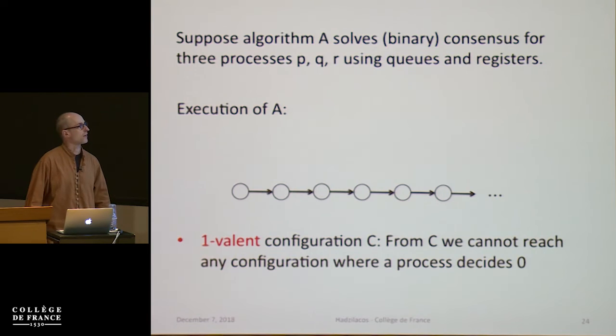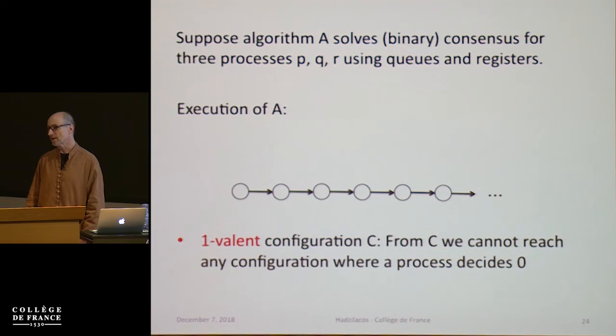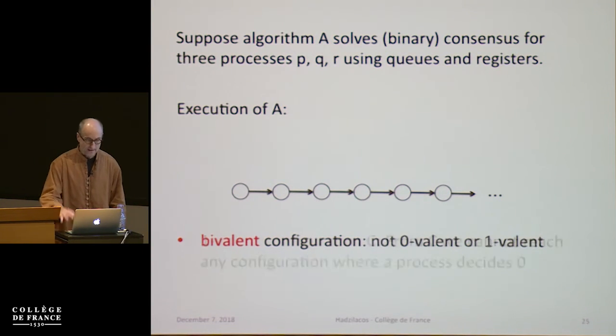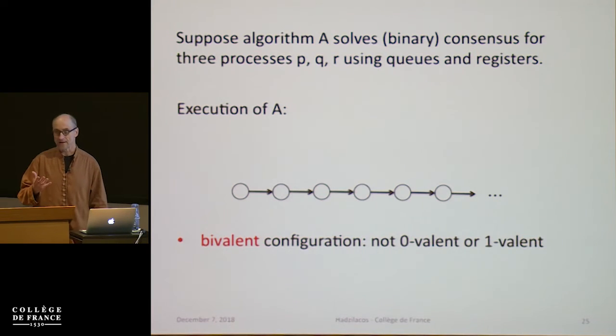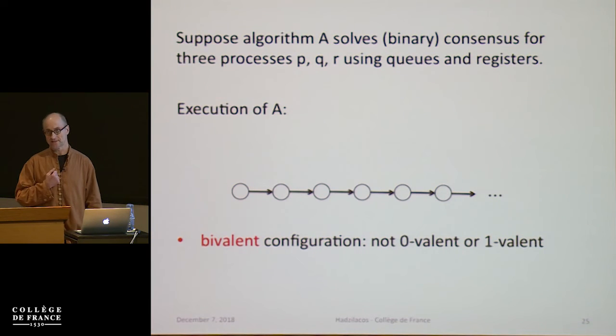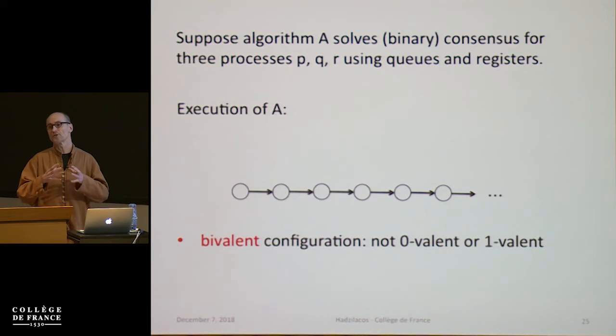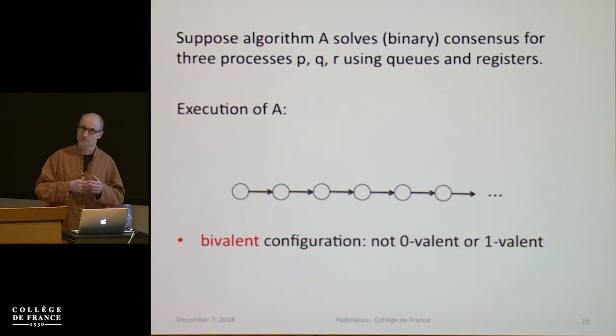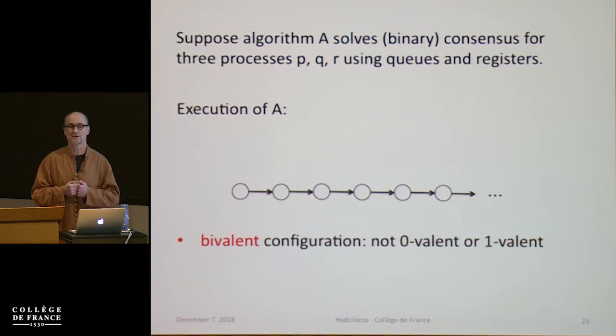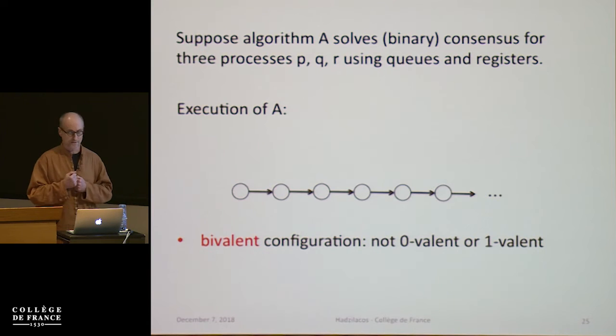There is, of course, a corresponding notion of a one-valent configuration. And configurations that are neither zero-valent nor one-valent are called bivalent. These are configurations in which the fate of the decision has not yet been determined. There is a possibility that the decision will be 0, and there is also the possibility that the decision will be 1.